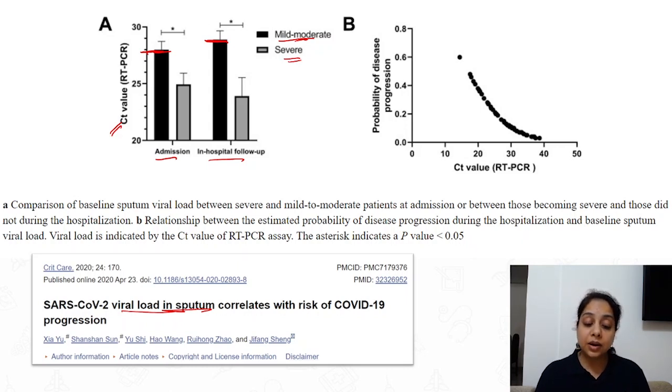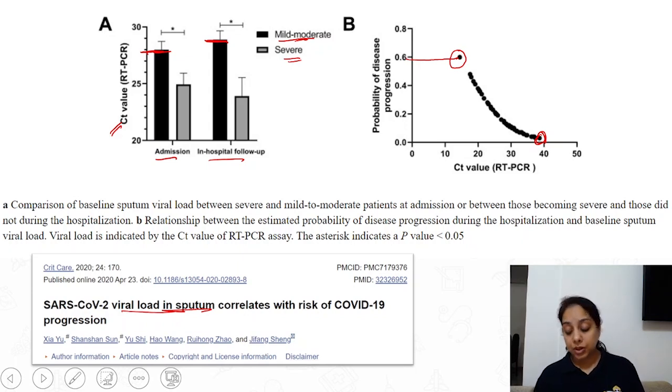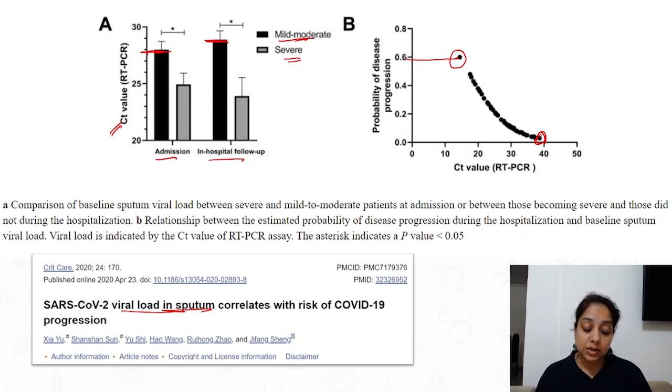And here the second graph is about the probability of disease progression. So when you have a very low value of CT, there is a high probability of disease progression. When there is a high value of CT, then there is a low probability of the disease progression. Okay, so that is about how the CT value correlates with the COVID-19 progression.